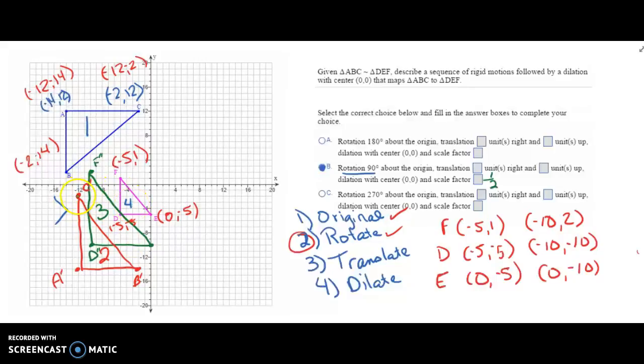So I'm going to take these top two and I'm going to see how much did I go up and over. So I'm just going to count 1, 2, 3, 4, and 1, 2. So I moved 2 units to the right and I moved 4 units up. And now we're done. Okay, make sure you've got all of that written down.